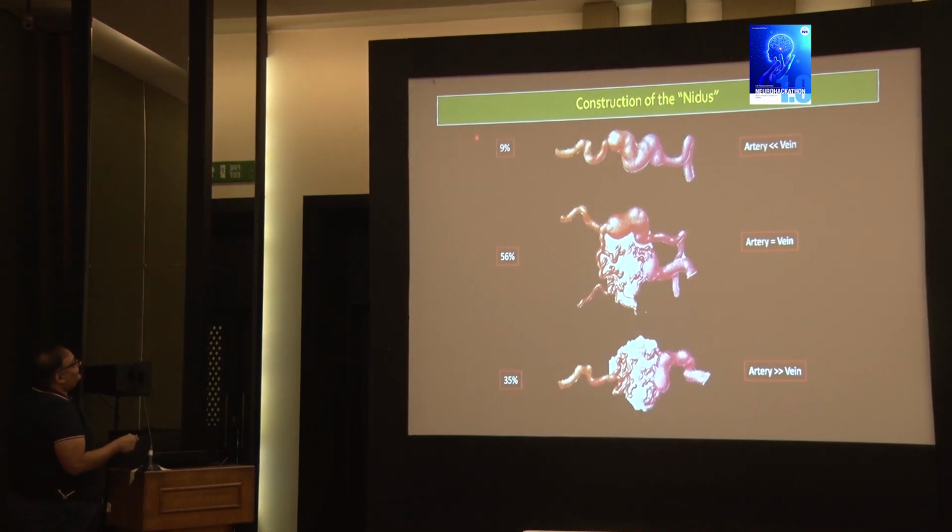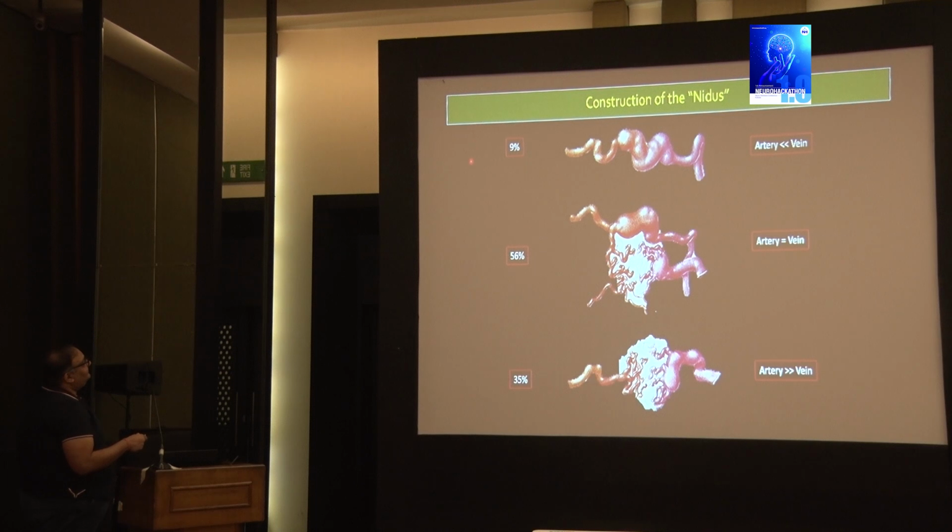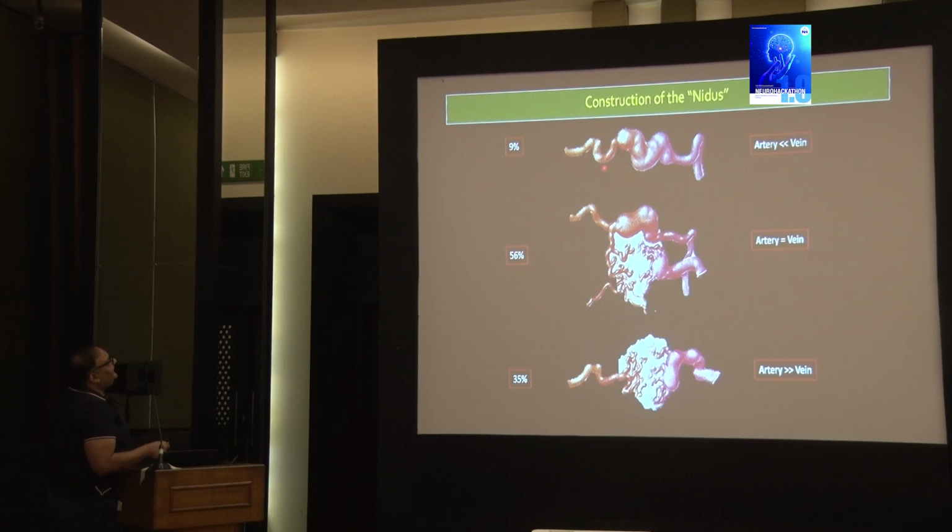We have found that the rarest type of our AVMs, 9%, maybe 1 in 10, are the so-called fistulous AVMs, in which you have an artery which is communicating directly with a vein, more often seen in the younger age group, in the pediatric population. Almost 90% of our cases are in the pediatric population. This is almost like a single hole fistula. This is a situation in which the artery is communicating directly with the vein.